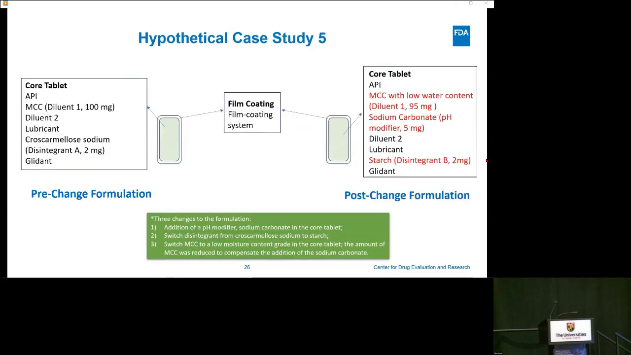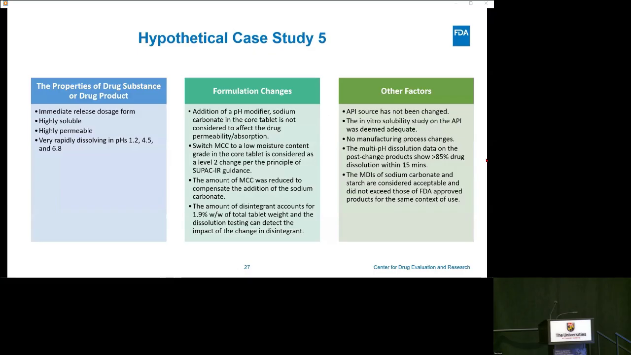The figure in this slide shows changes made to 3 excipients in the formulation. In this case, the drug substance meets the BCS1 class criteria. The addition of sodium carbonate is not considered to affect the drug absorption. Switching the MCC grade to a low moisture content grade is considered a level 2 change per the principle of SUPAC IR guidance. The amount of MCC was reduced to compensate for the addition of the sodium carbonate.